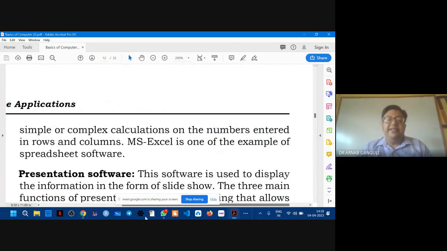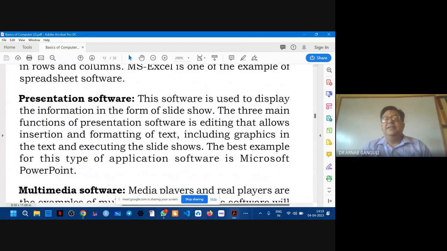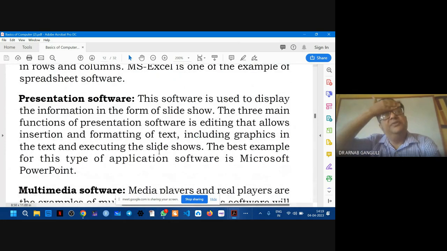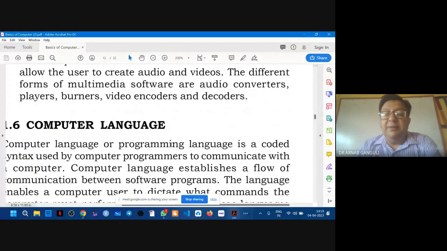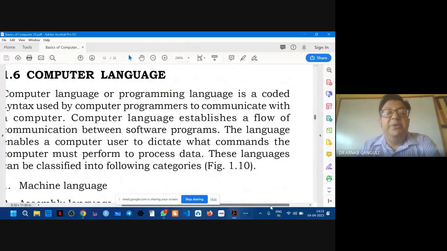Then you have presentation software. It is used to display the information in the form of a slideshow. You know, PowerPoint. Multimedia, VLC media player. Now we come to a thing known as computer language.